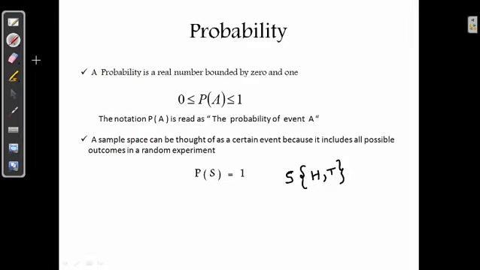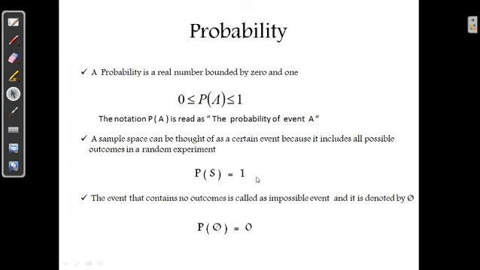Yes, sir. Okay, so now let us consider the third condition. The event that contains no outcomes is called an impossible event. As I said earlier, if the event cannot occur, it's called an impossible event. So the impossible event is indicated by this symbol. It's called phi. So the probability of the impossible event, P of phi, its output is 0.